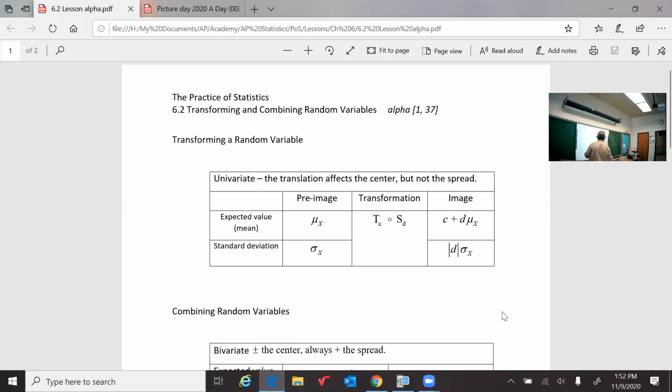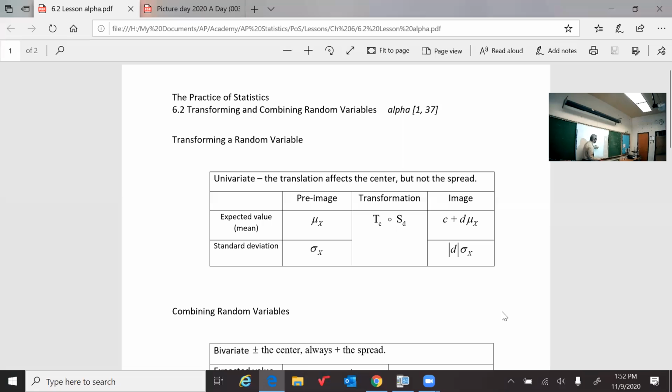So this is saying the expected value, the mean, for the pre-image is mu. The standard deviation is sigma. Yes, we did that in 6-1. But if we transform the data, what happens? It's a slide following a scale change.